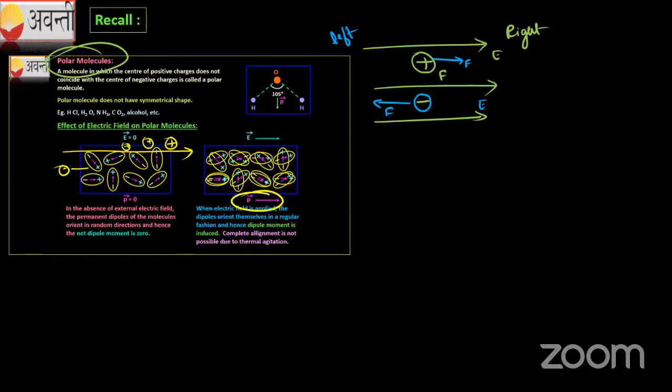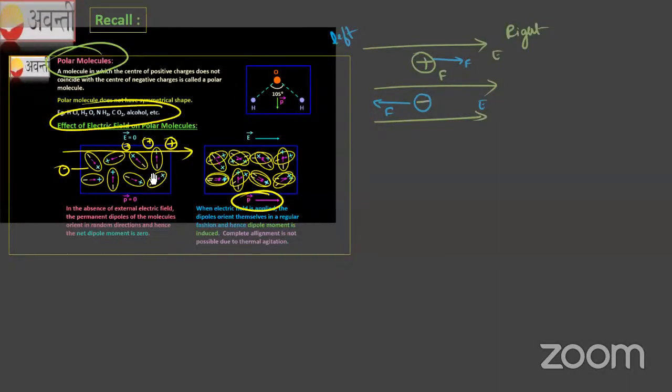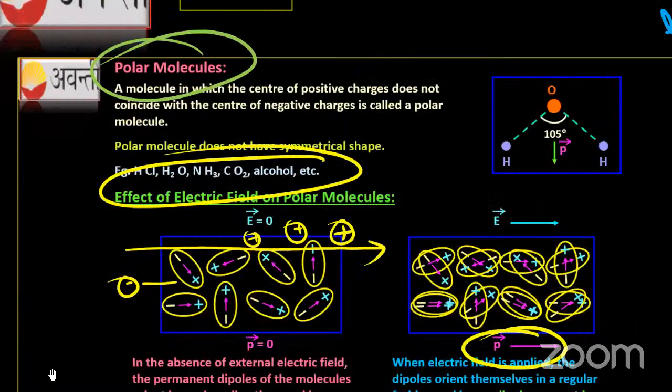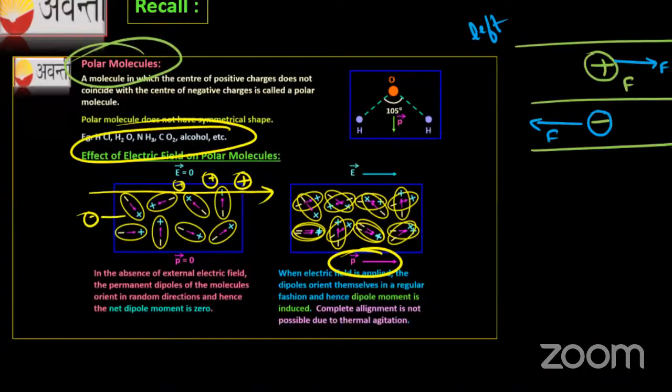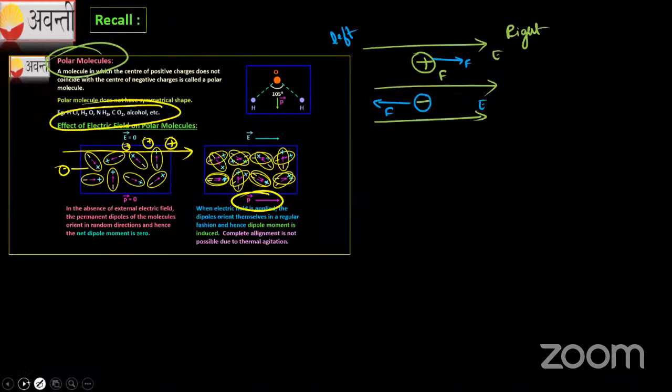Yes, exactly. They will get aligned in one direction, correct na? At this time, not completely will it align, okay. In non-polar molecules, a little alignment happens, right? This property we call polar molecules. If you want examples, take these three as examples: HCl, H2O, NH3, CO2, etc. Done? Clear, right? This is the concept about polar molecules.